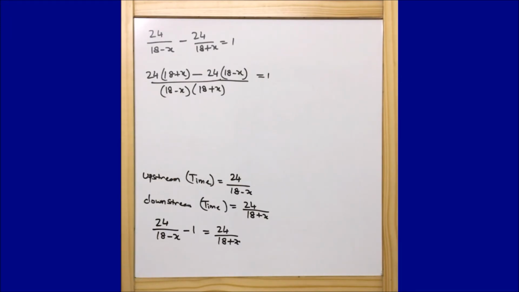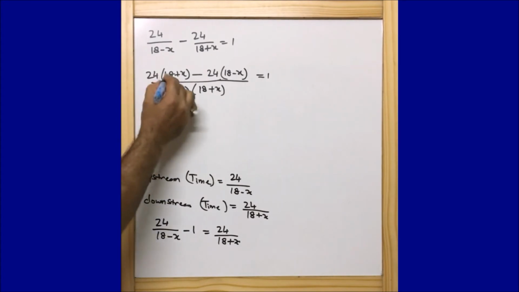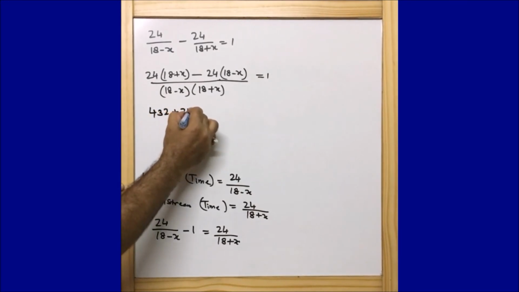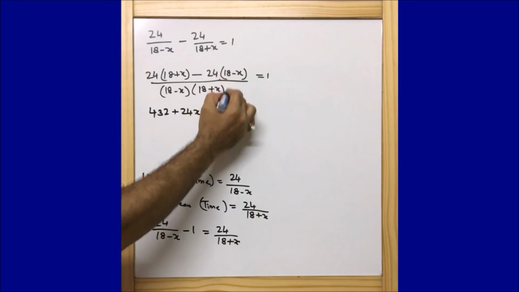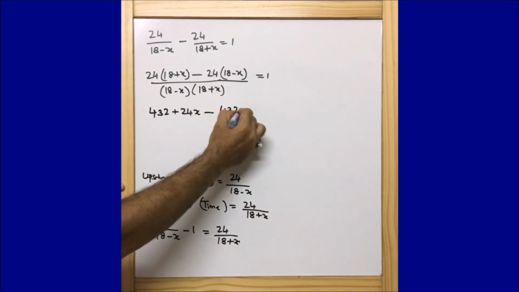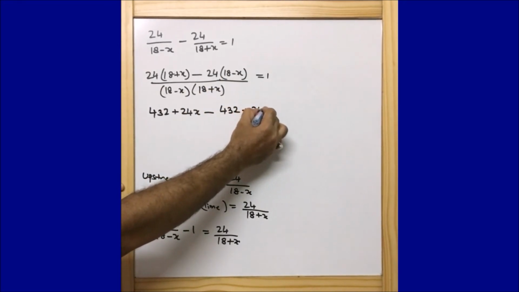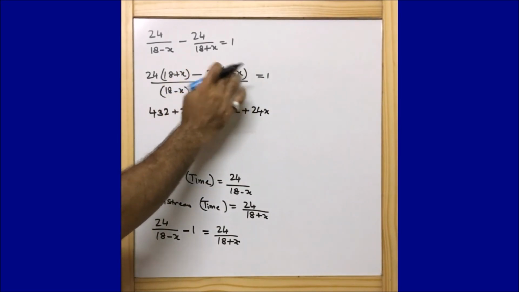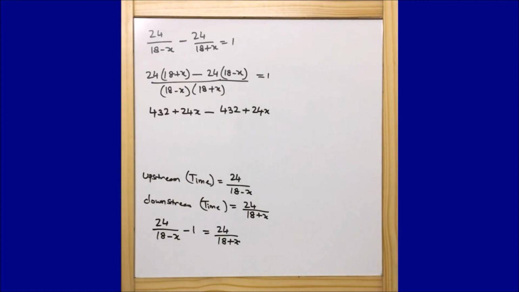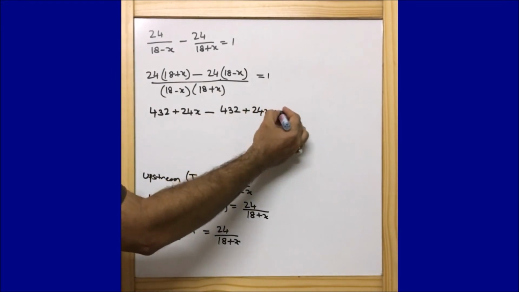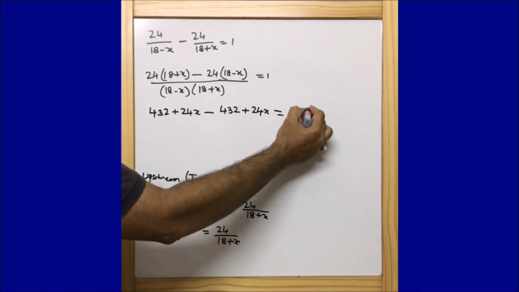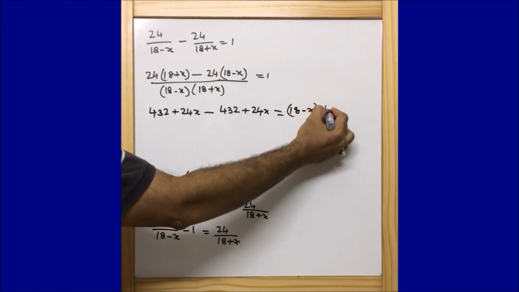Or I can say 24 into 18 plus x. 24 into 18 is nothing but 432, plus 24x, minus 24 into 18 is minus 432, minus 24 into minus x is equal to plus 24x. So we get 432 plus 24x minus 432 plus 24x is equal to, just moving this part to the right side, 18 minus x into 18 plus x.